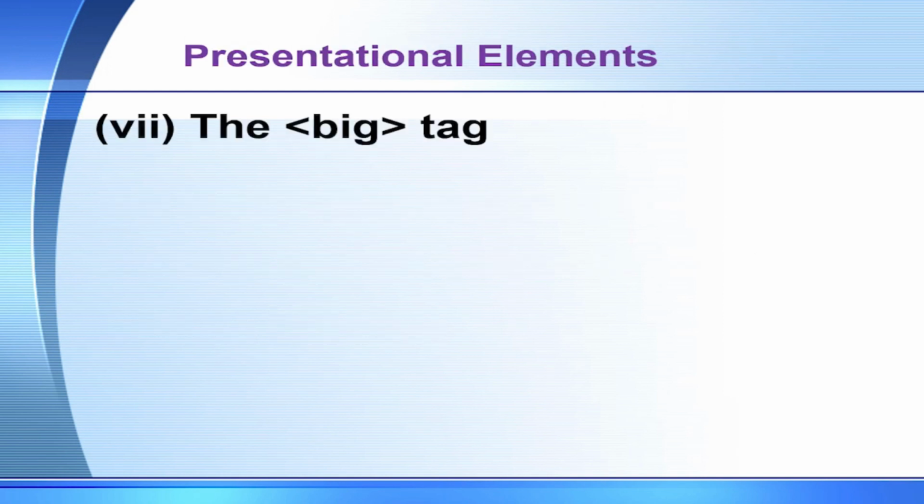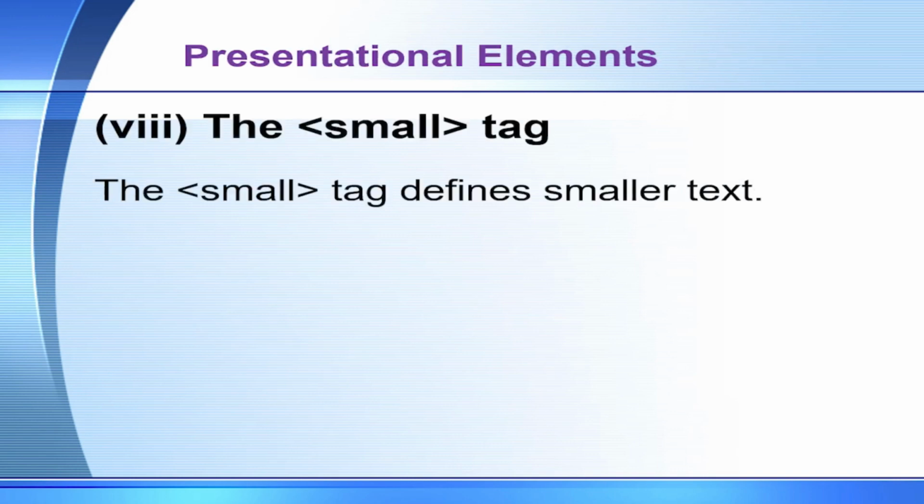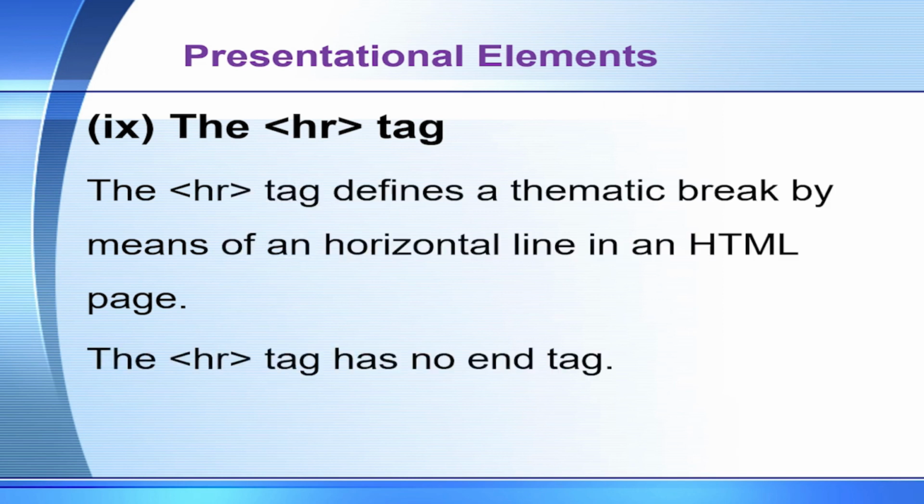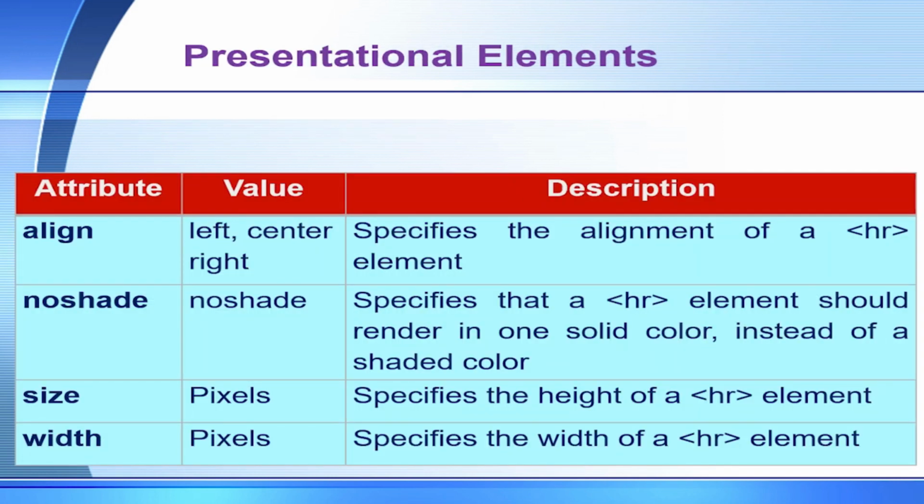The big tag defines bigger text. The small tag defines smaller text. The HR tag defines a thematic break by means of a horizontal line in an HTML page. The HR tag has no end tag. The HR tag can be used with attributes such as align, noshade, size, and width.